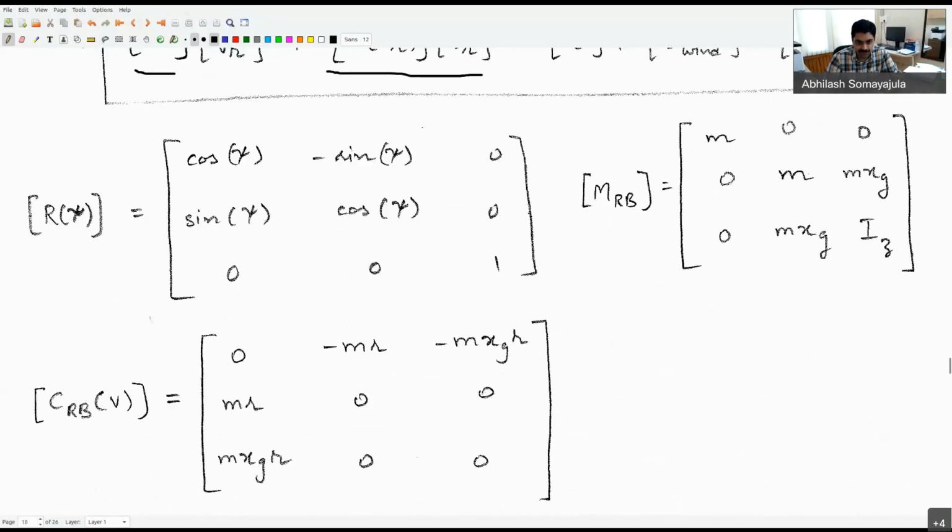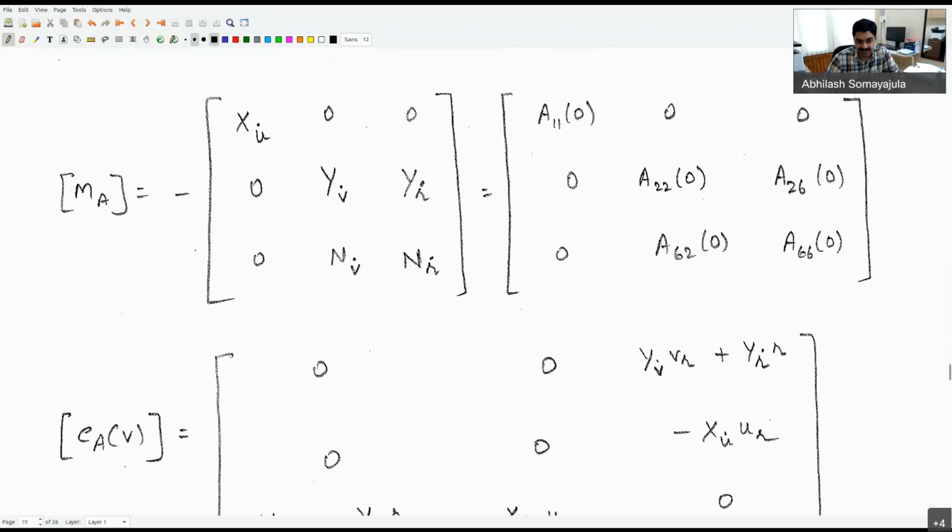We saw the expressions for all of them, but just to summarize, we have the rotation matrix as here, the mass matrix as seen here, the Coriolis matrix due to the rigid body dynamics. Notice that this one does not depend on linear velocity, no dependence on u or v. We saw that idea, right? We can express the Coriolis term in such a way that it doesn't depend on the rigid body linear velocity.